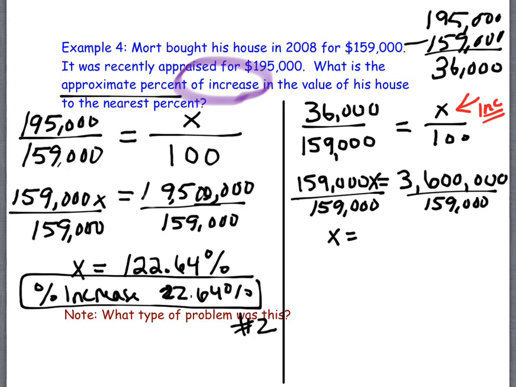So if we do that, take your calculator, divide, what happens? Yeah, we just get that 22.64, or 23%. For the most part, whole values for percentages are acceptable, perfectly fine. Any questions on that one?